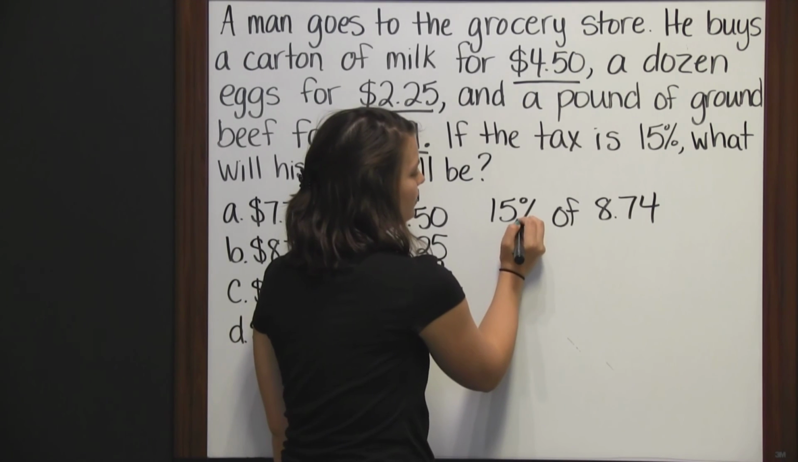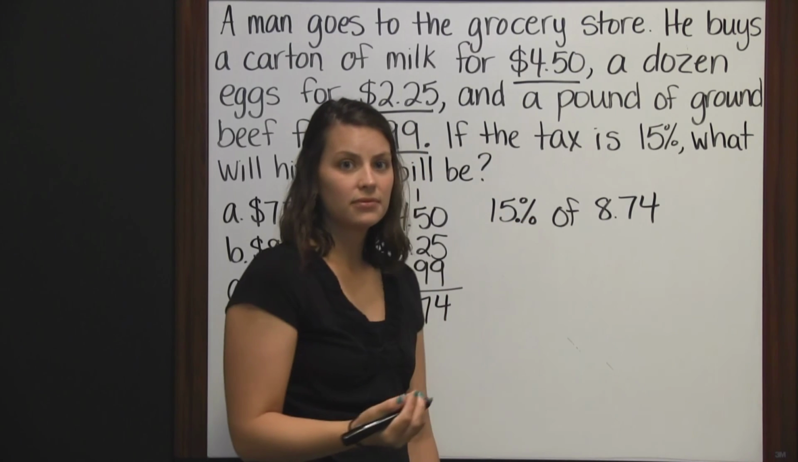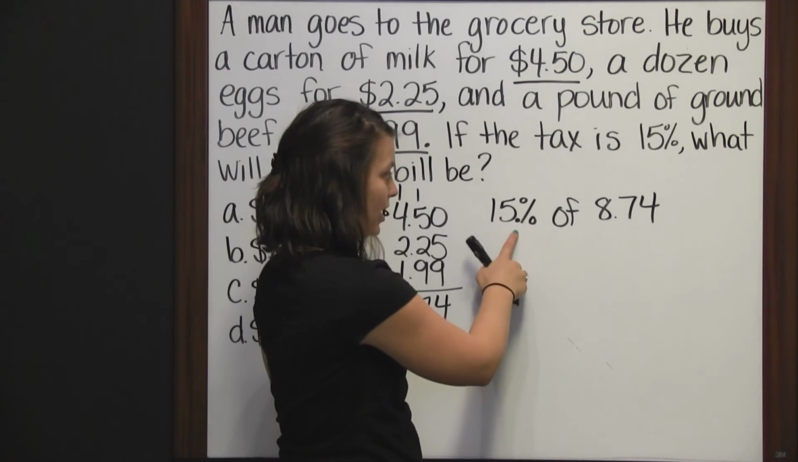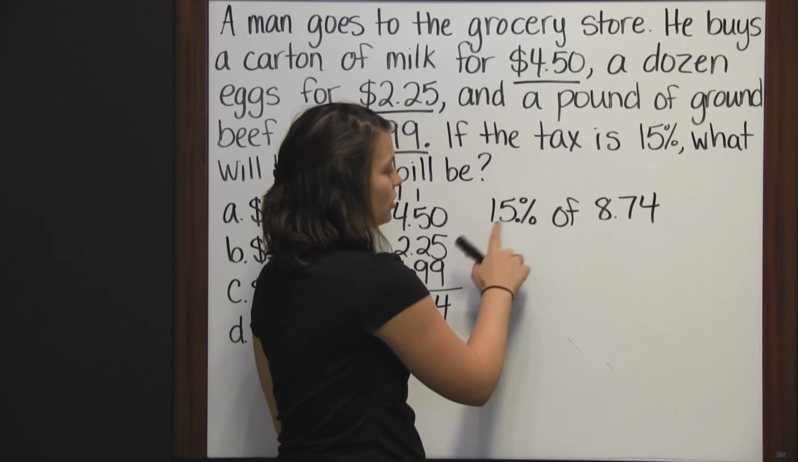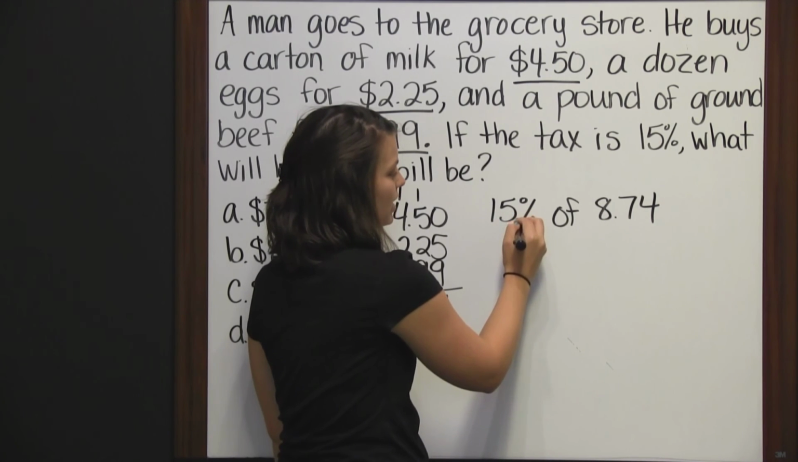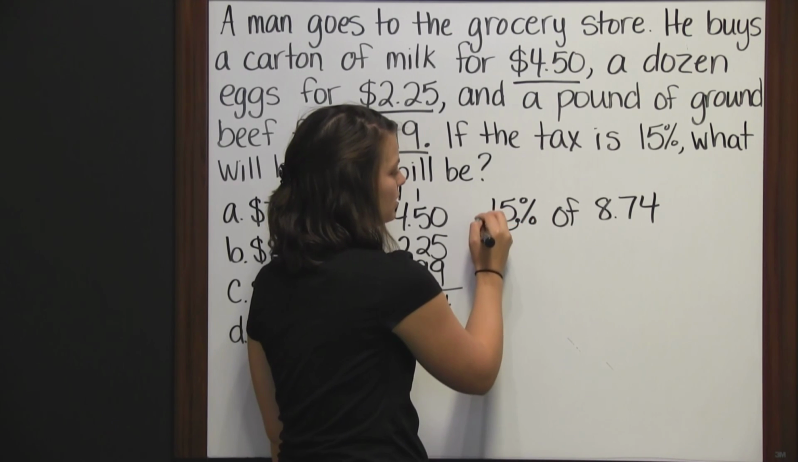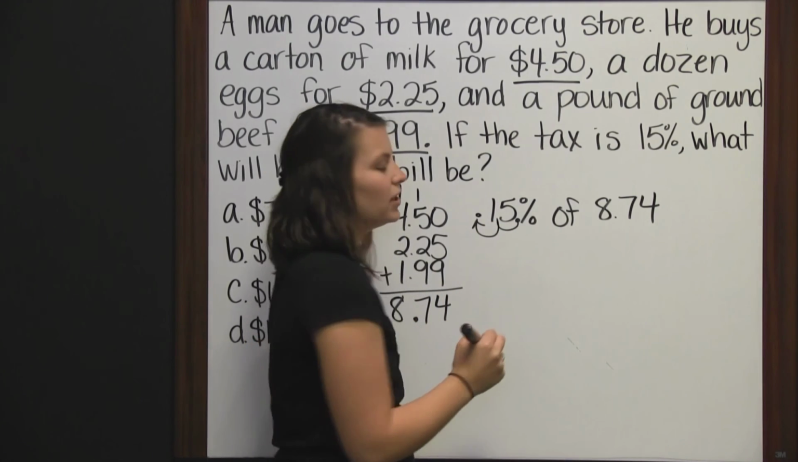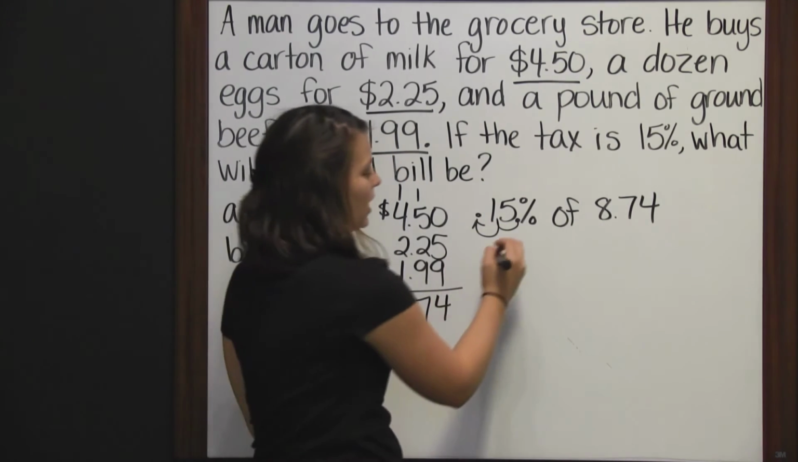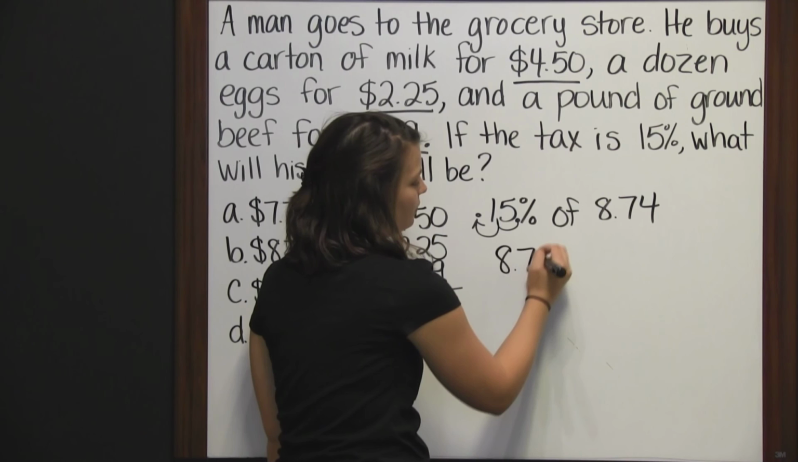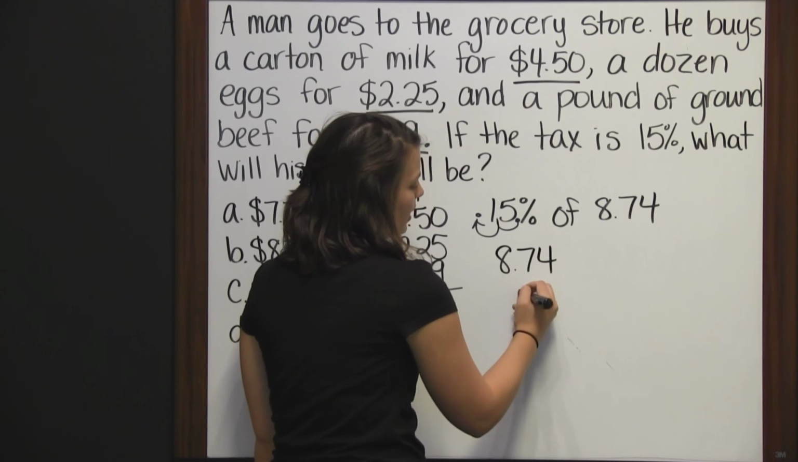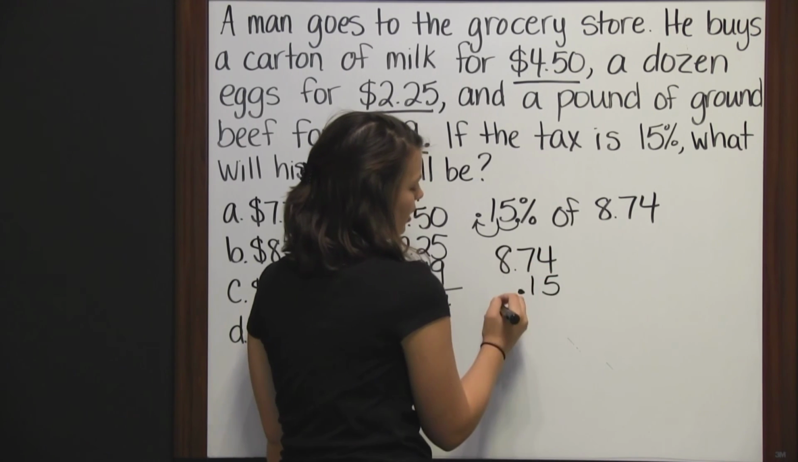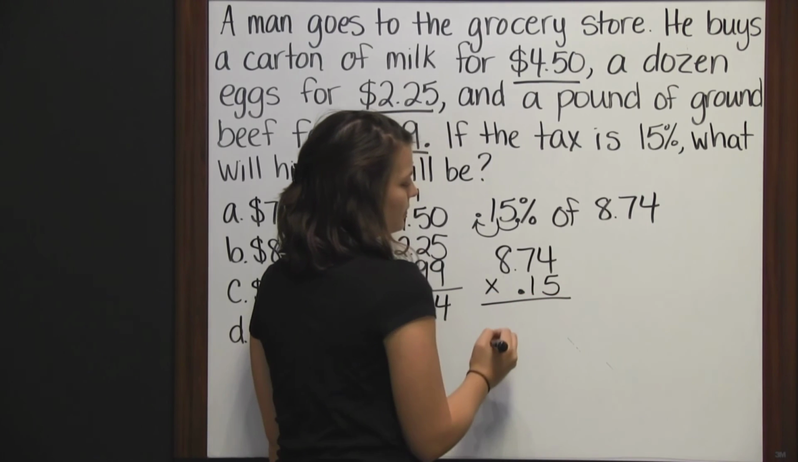And to do that, the decimal is at this point behind our number. To change our percent into a decimal, we have to take it and move it 2 places to the left. So to find the tax, we'll take $8.74 and multiply it times 15 hundredths.